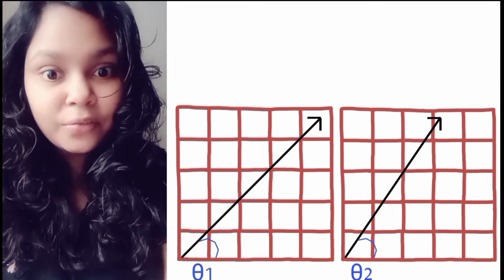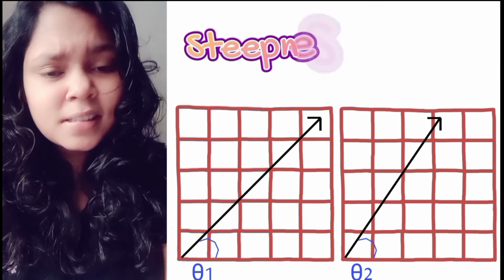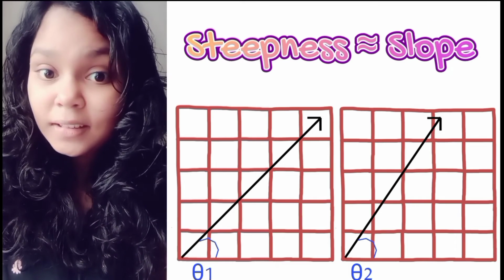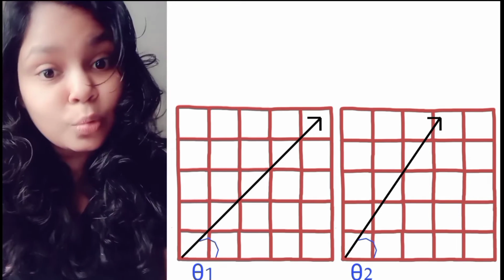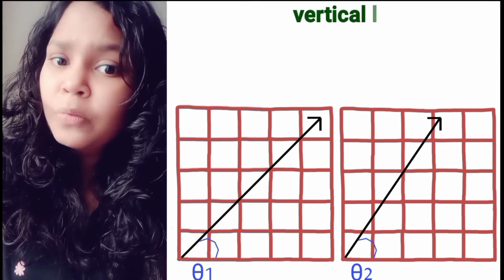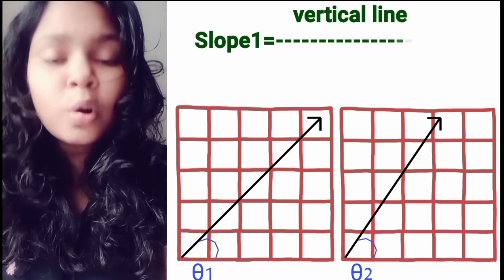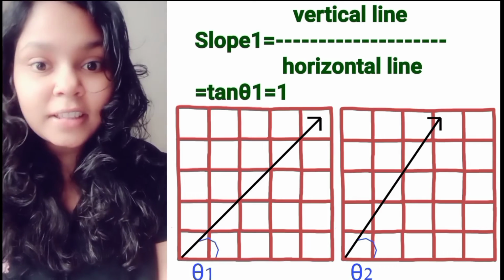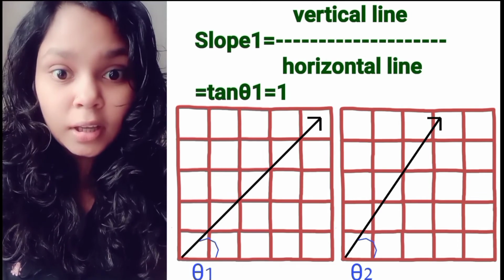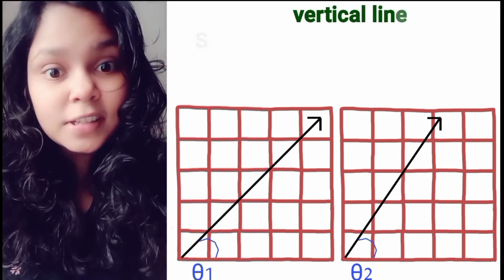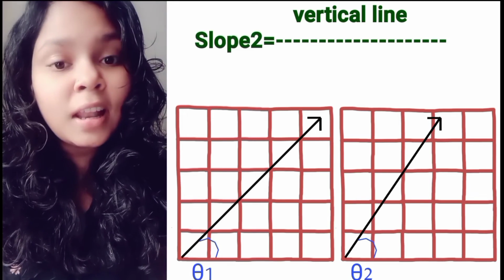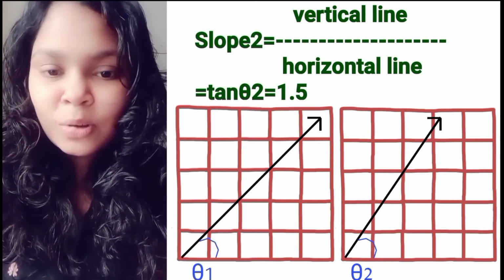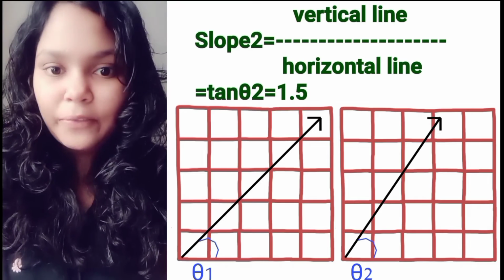Let us consider two graphs of a line. Now, steepness is nothing but slope of a line. So, let's find the slope of two graphs. Slope of first graph is equal to vertical line upon horizontal line, which is also equal to tan theta 1, which is equal to 1. Okay. Now, slope of second graph is equal to vertical line upon horizontal line, which is also equal to tan theta 2 and which is equal to 1.5.